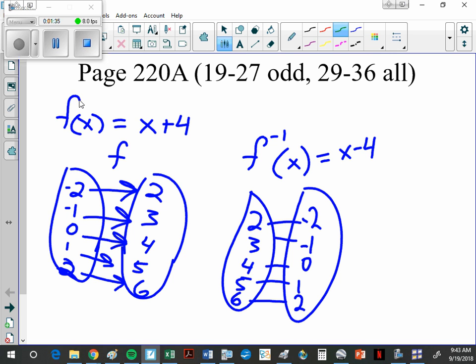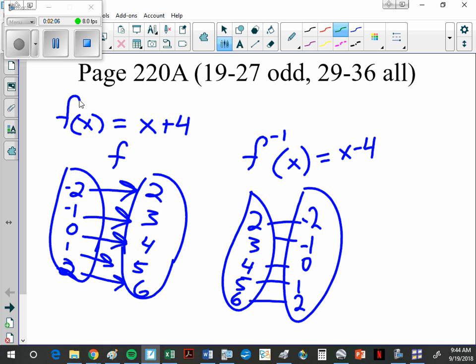Now, if you ever want to know if two functions are inverses, you could test every single number. So plug in negative 2. Negative 2 plus 4 is 2, and I get 2. Now check that number in the other equation. Plug in 2. 2 minus 4 is negative 2. Did that bring me back to where I started? Yes. How long would it take us to check all the numbers? You never would be able to, right? There are an infinite number of points, so you would never test them all.